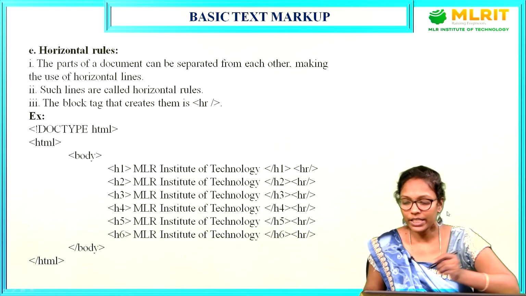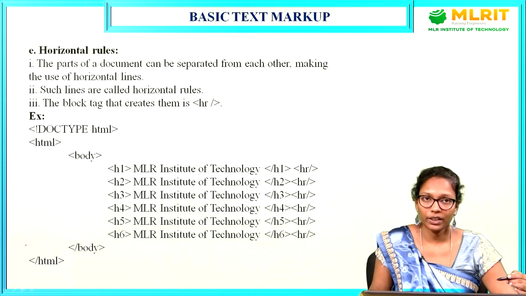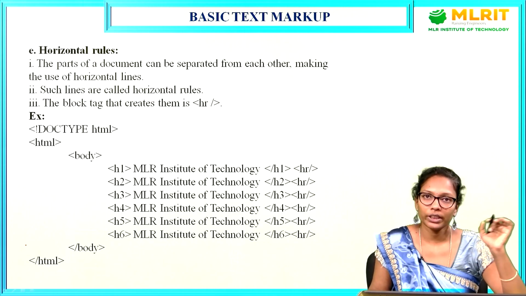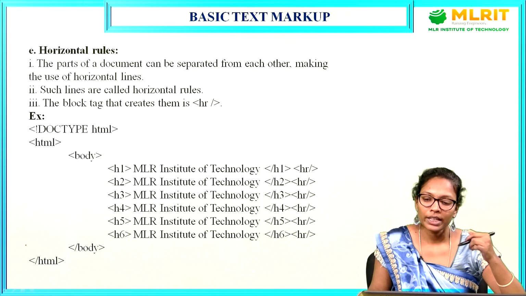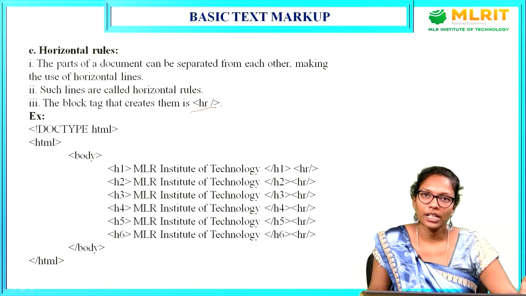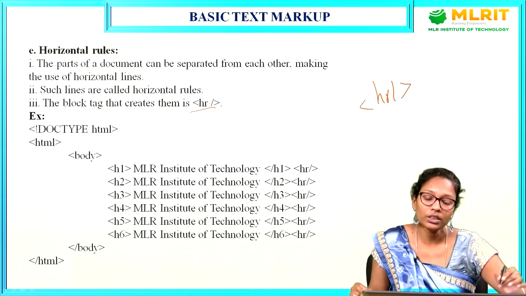So the next tag is horizontal row. Previously we have seen the break. Break simply means it will come to the next line. But after breaking, if I want to display a horizontal line there, then you need to use this horizontal line, that is the HR tag, horizontal row. Like break, the HR tag will also contain the slash. That means it doesn't have any closing tag, so we use it only once. That's why we are using HR slash.